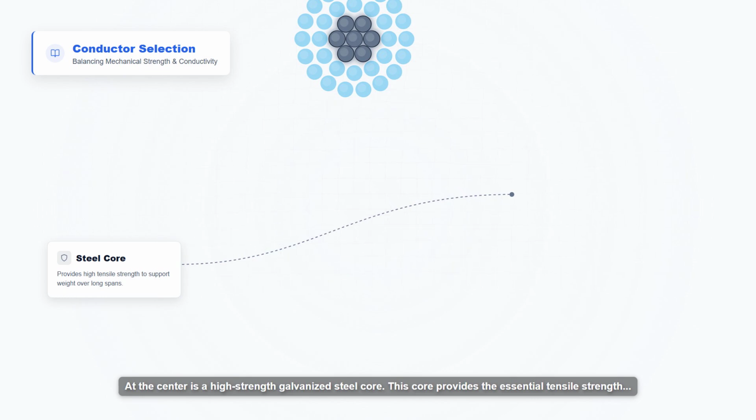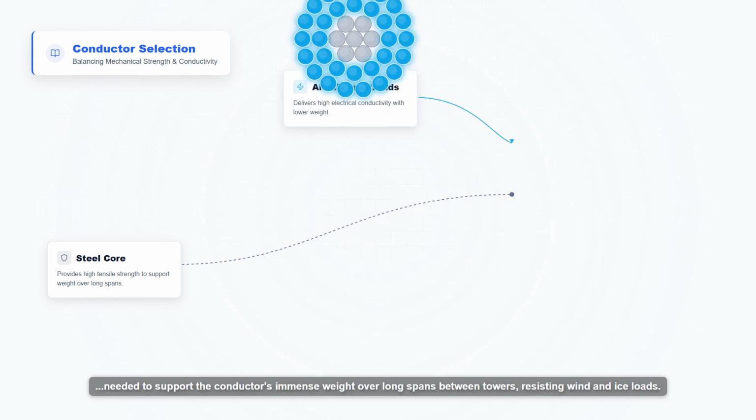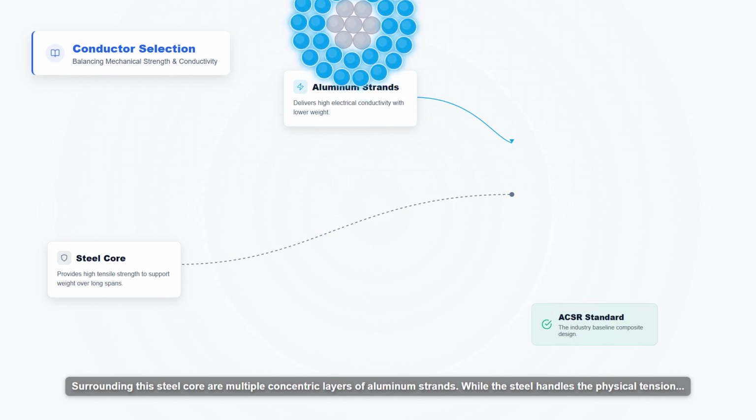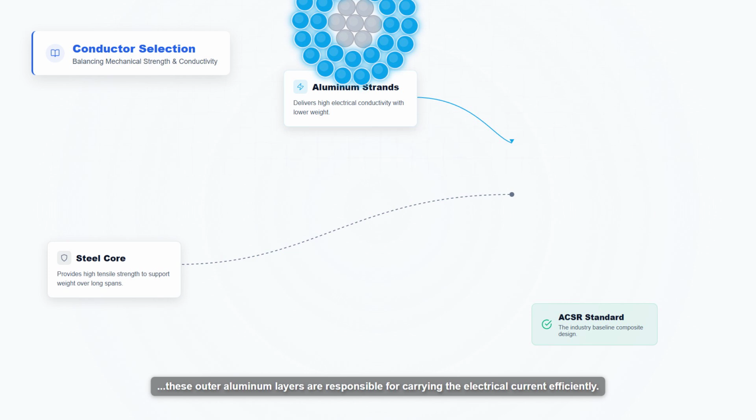This core provides the essential tensile strength needed to support the conductor's immense weight over long spans between towers, resisting wind and ice loads. Surrounding the steel core are multiple concentric layers of aluminum strands. While the steel handles the physical tension, these outer aluminum layers are responsible for carrying the electrical current efficiently. This composite design makes ACSR highly reliable, serving as the foundational technology in overhead grids.